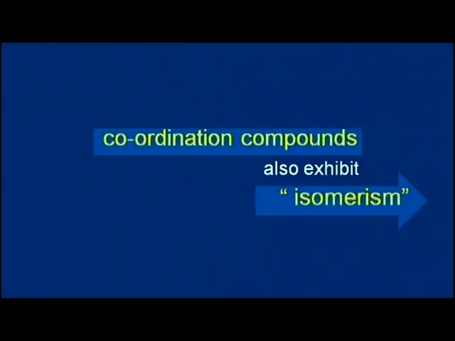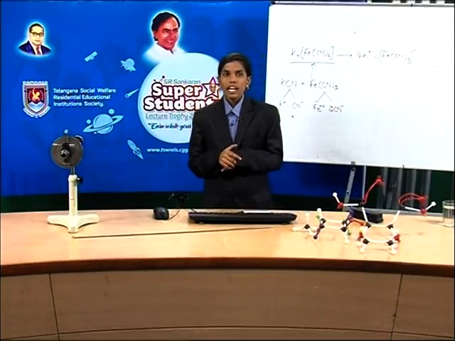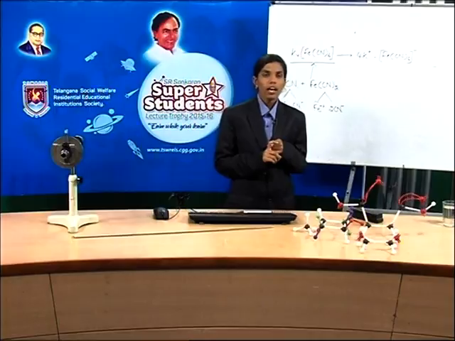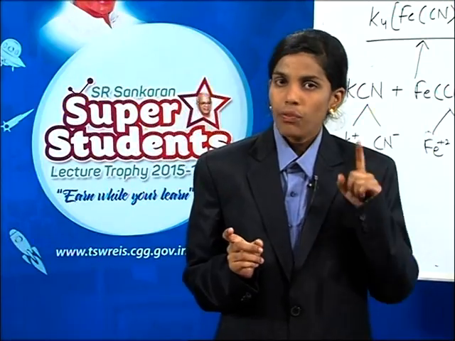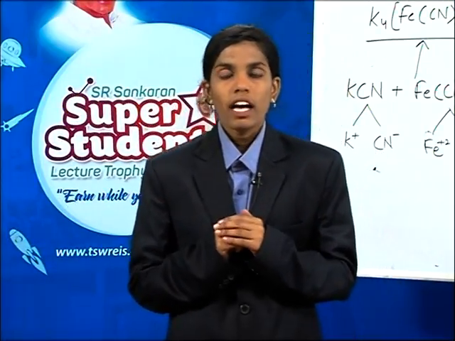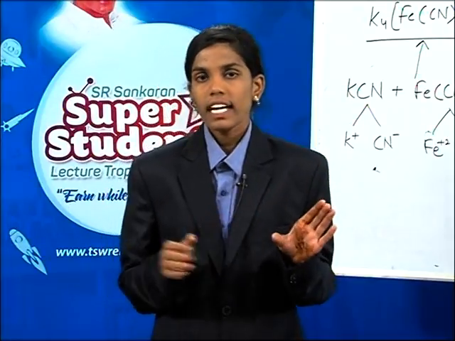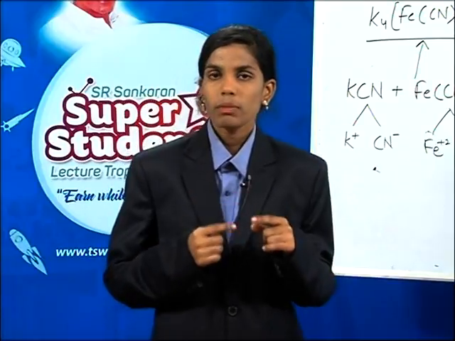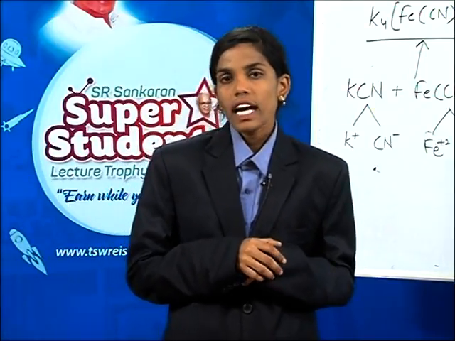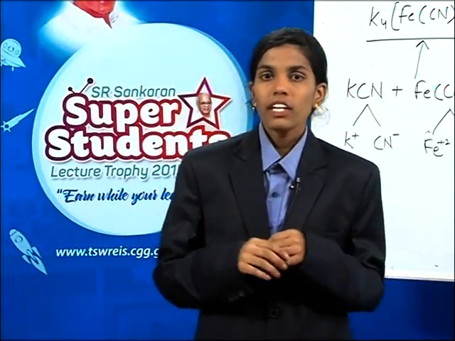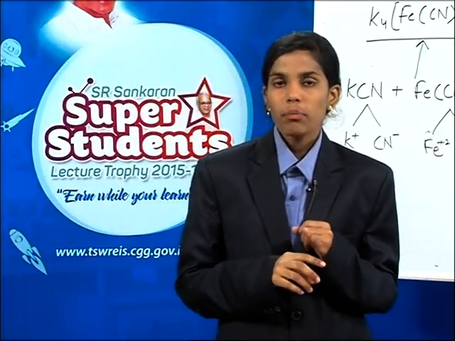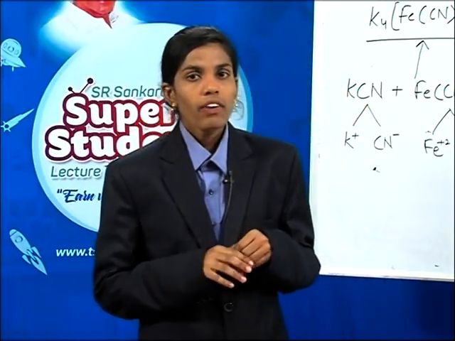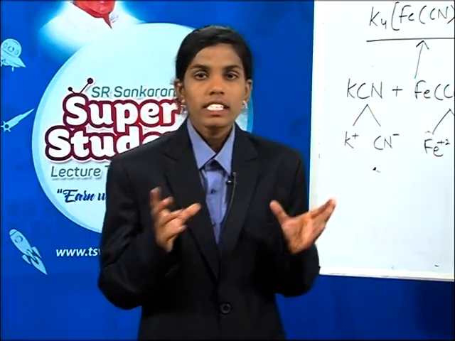Isomerism is defined as the phenomenon in which compounds have the same molecular formula but differ in their physical and chemical properties on account of their structures and spatial arrangements of atoms or groups around the central metal atom. Isomerism is a Greek word in which iso means same and meros means parts. Finally, isomerism means same parts.